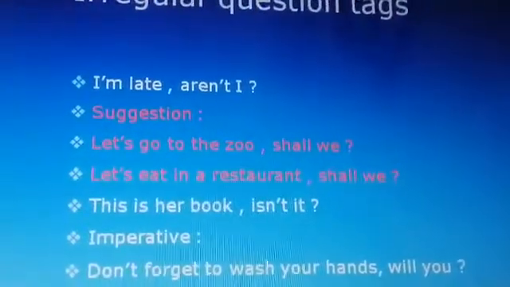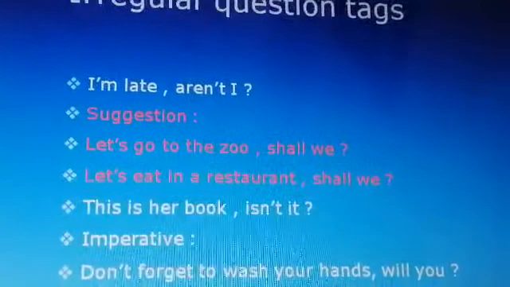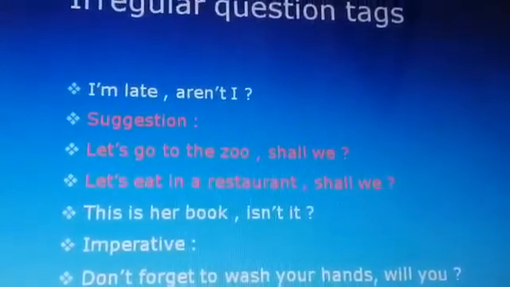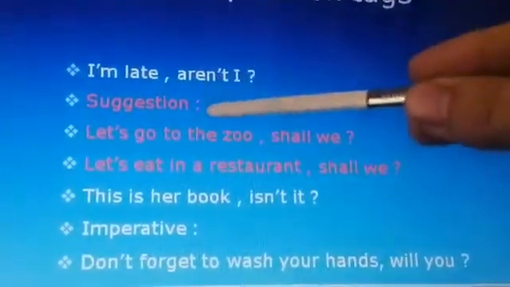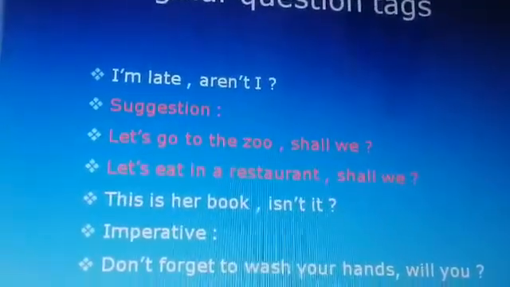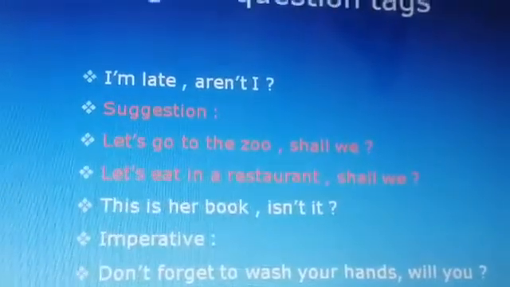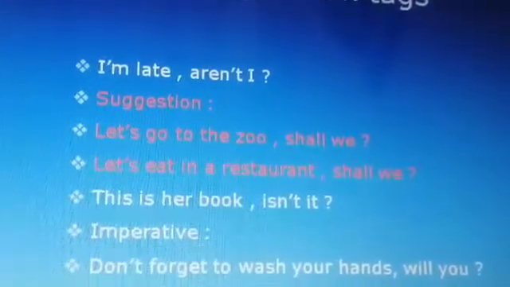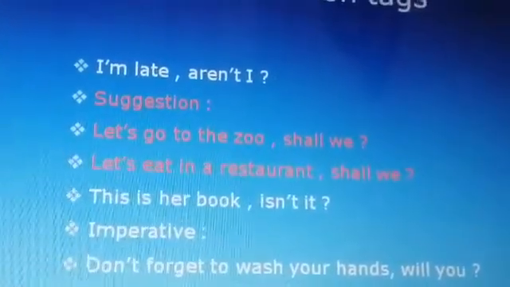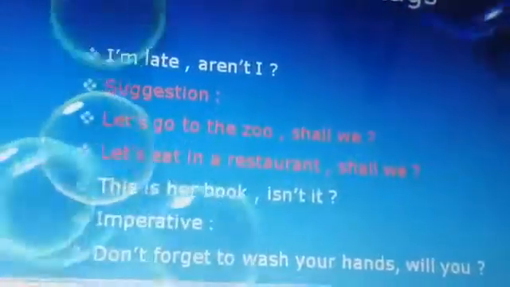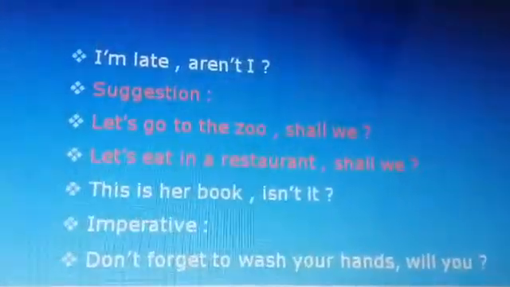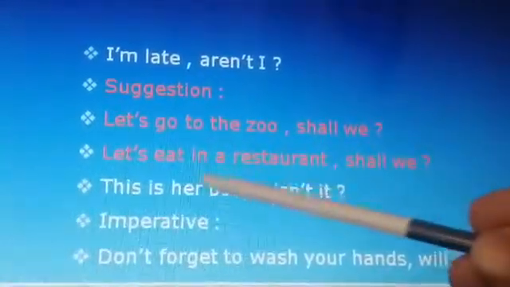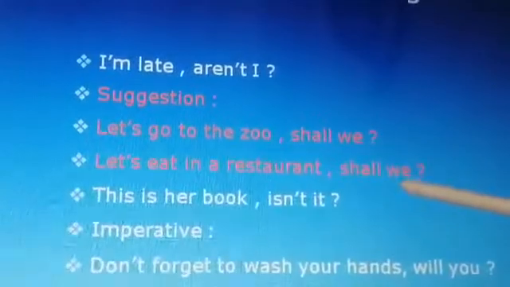Now, do we have irregular question tags? Yes, we have. Number 1. I am late, aren't I? Number 2. Suggestion. Now, what is the meaning of the word suggestion? When someone is telling an idea, you are waiting for an agreement or confirmation from someone. Let's go to the zoo, shall we? Let's eat in a restaurant, shall we?